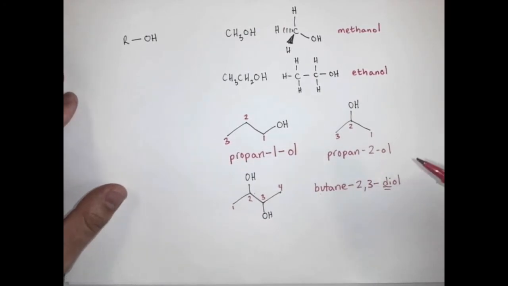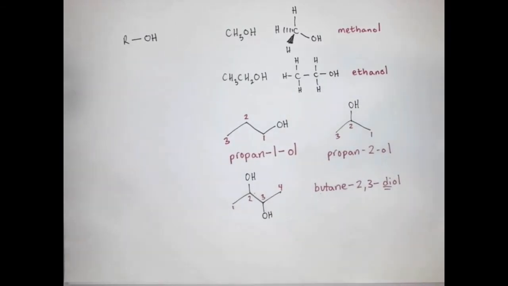So if you have multiple hydroxyl groups, you need to use that Greek prefix di, tri, tetra in front of the suffix. So this would be butane-2,3-diol.